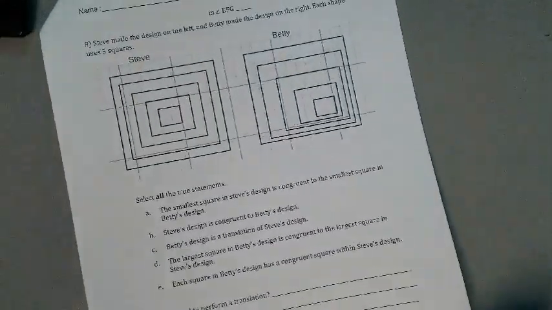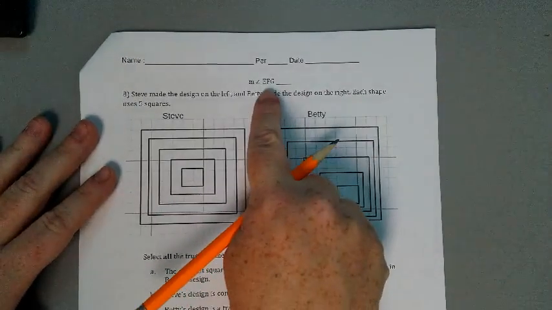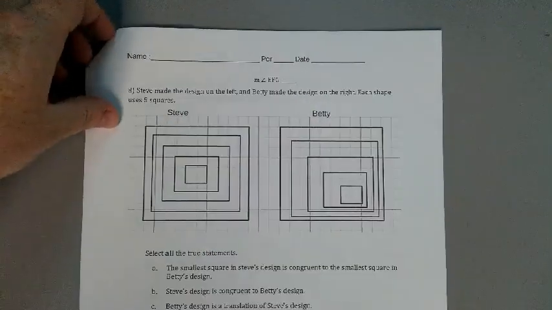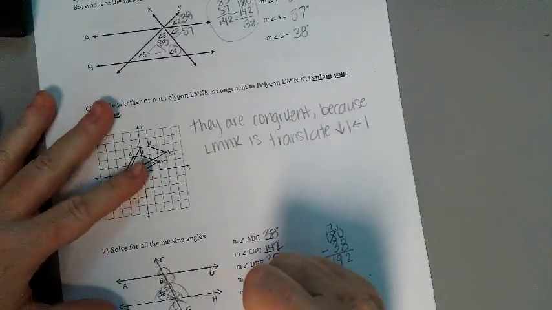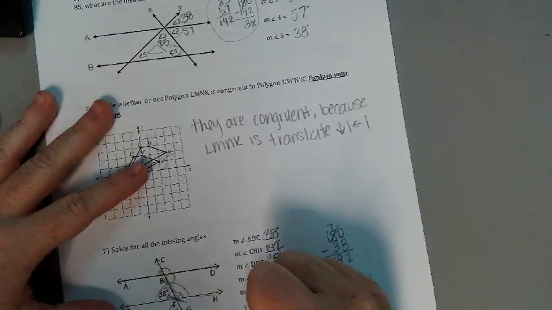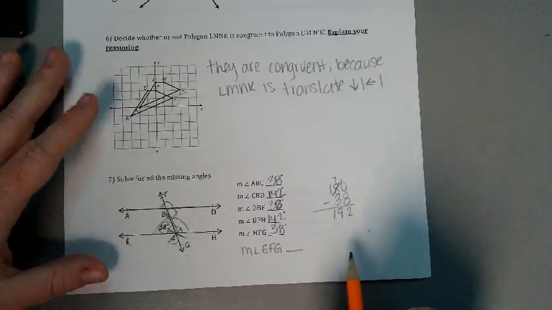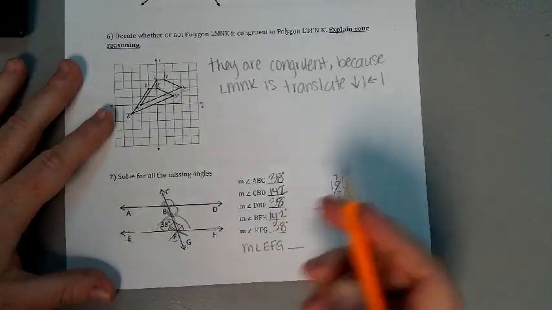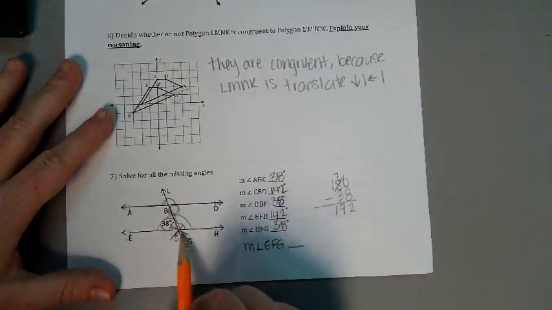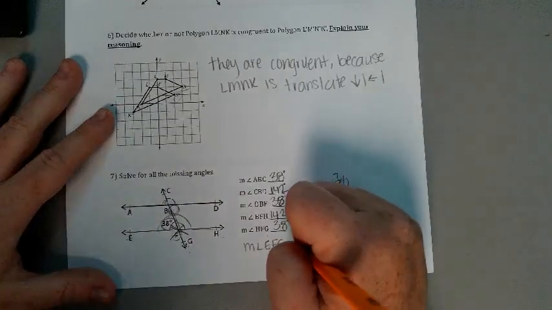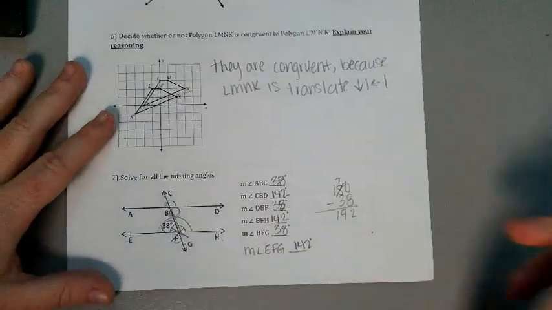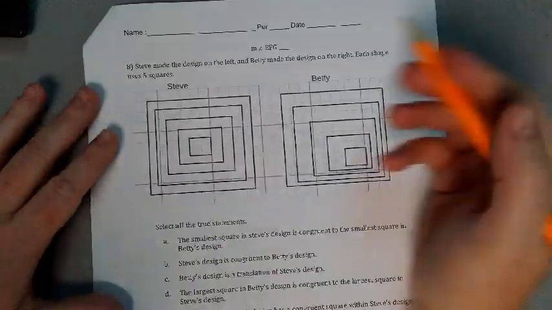Oh, there's the last one. EFG. Measure of angle EFG. EFG we said was the same as BFH, which is 142. Wonder how many people are going to notice that or not.